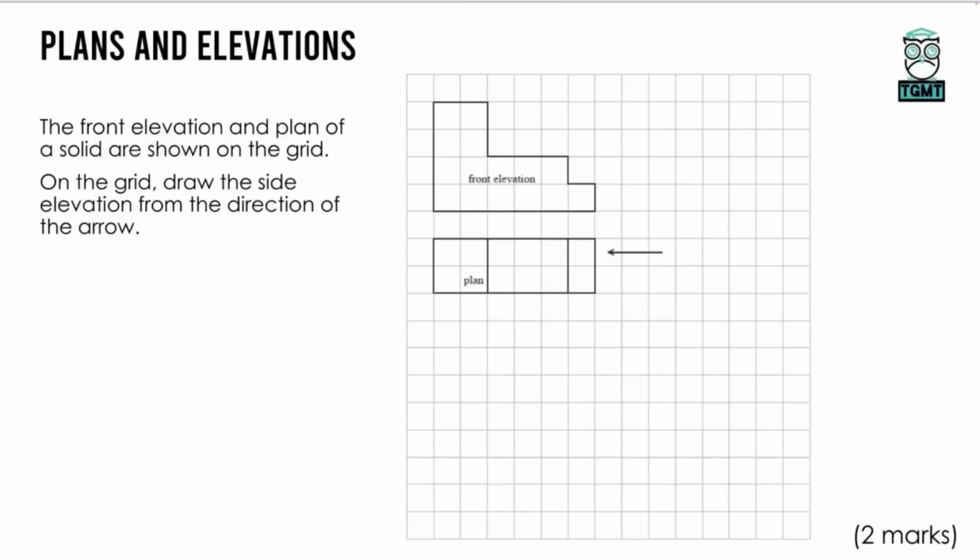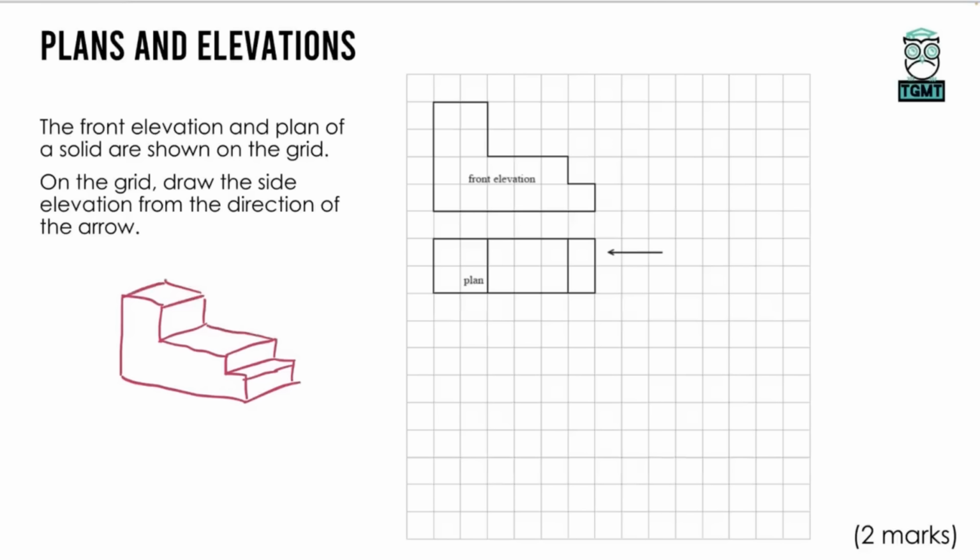Now for plans and elevations, this particular one is asking us to draw a side elevation, and that's from the direction of the arrow. So this shows the front elevation and it shows the plan. So the plan is from above and the front is from one of those directions. Now you can kind of, and you don't need to draw this, but you can kind of imagine what this shape looks like. I wouldn't necessarily expect people to draw this diagram, but it can help just to visualize it in terms of what it looks like, and it's almost like a staircase. So that's what this particular shape is.